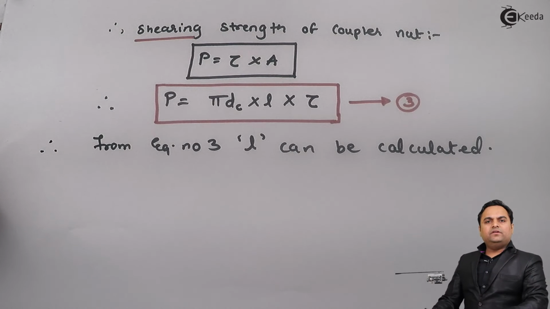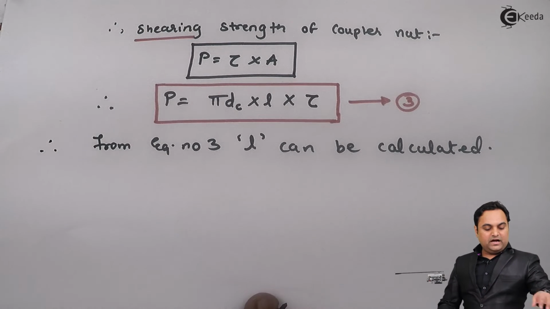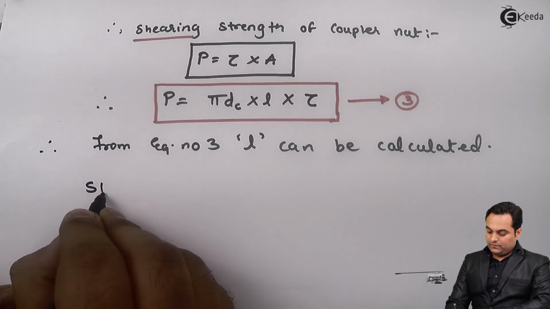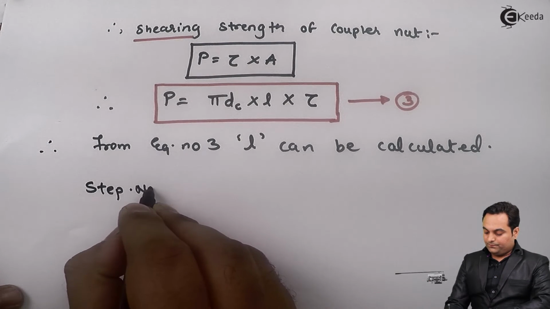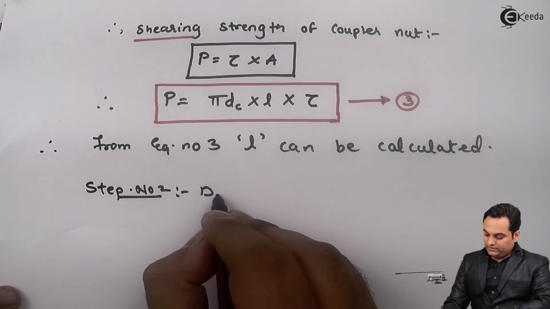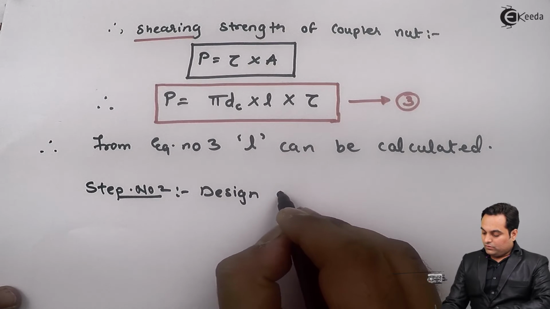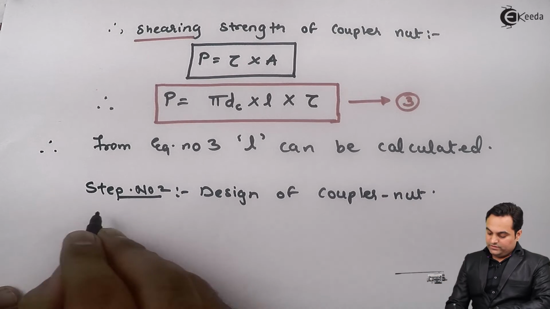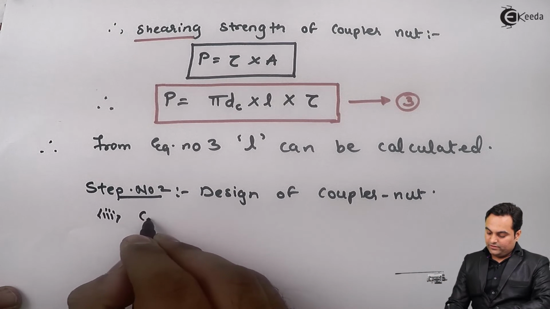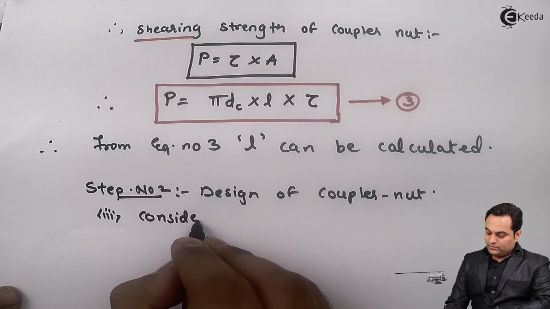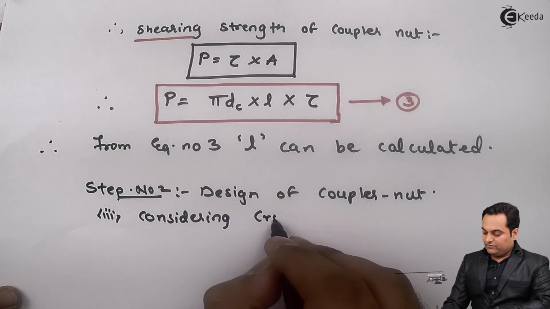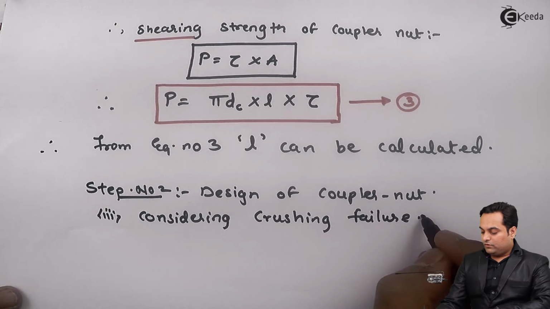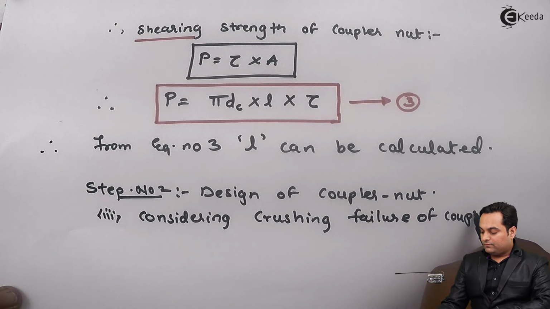Now we have seen the shearing of the coupler nut. After that we will see the crushing of this. So I'll say that again in step number 2, that is the design of the coupler nut, in this, now I'll consider the third kind of failure, which is crushing failure of the coupler nut.